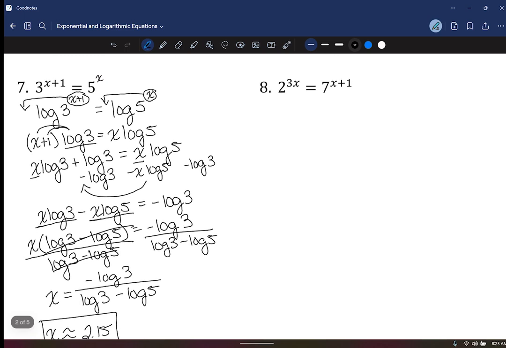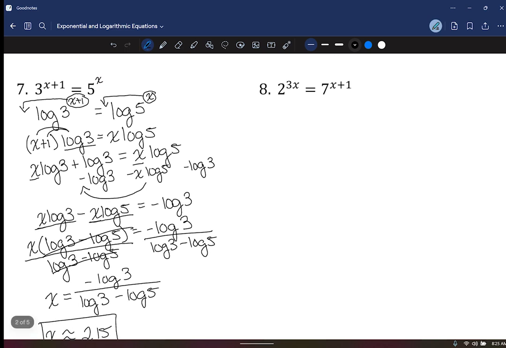So if you look at number 8, again, you can't make 2 and 7 written with the same base. Also, they're both the base of an exponent, so therefore I can't do a log base 2 on one side and a log base 7 on the other, so I'm just going to do a base 10 log. So we'll log the left side and we'll log the right side. And the point in doing that is so that we can pull these exponents to the front.